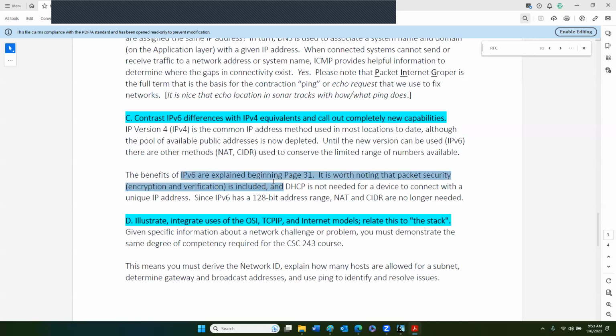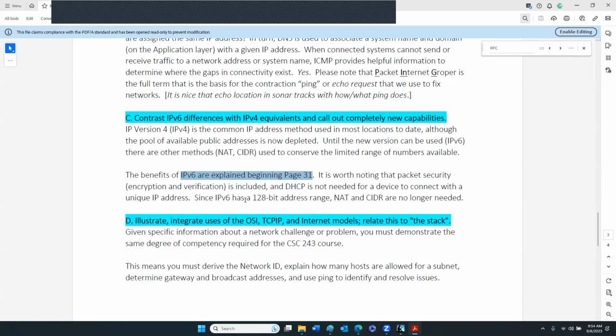Benefits of IPv6 are explained on page 31, and your author calls out some very important differences, like you don't need DHCP to get an address to operate with IPv6. And one of the things that I'm going to call out in the addendum is that there are tunneling protocols that help with the transition between IPv6 and IPv4, straddling the two different network protocols, and there are known security exposures with those tunneling protocols. In particular, there's one called Teredo, and I'll put it in the addendum.